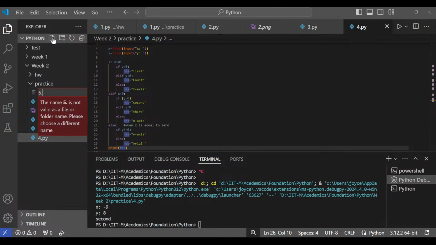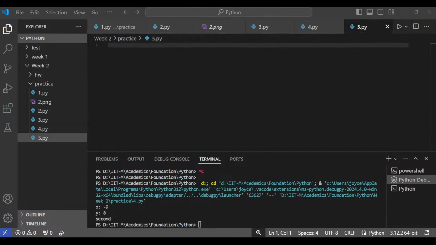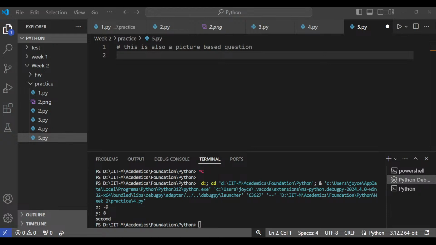Coming up for you, the fifth question. I doubt if I could even paste this one. I will see if I can. No, I cannot. This is also a picture based question. Please wait a minute. I've run into a small issue.